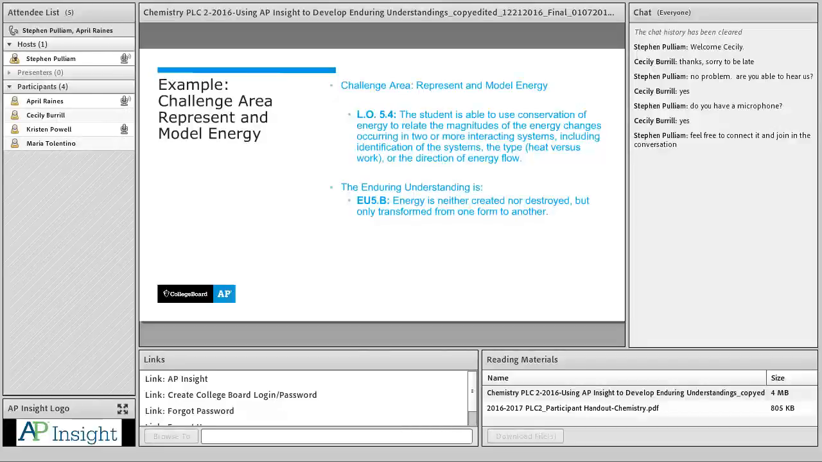This challenge area deals with a specific learning objective. The student is able to use conservation of energy to relate the magnitudes of the energy changes occurring in two or more interacting systems, including identification of the systems, the type, or the direction of energy flow. And the enduring understanding is that energy is neither created nor destroyed.